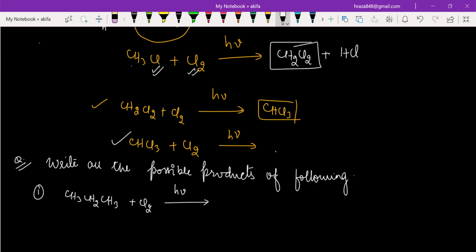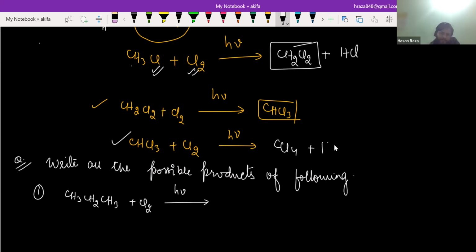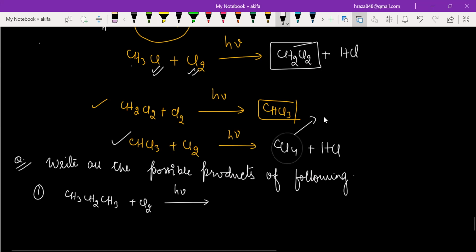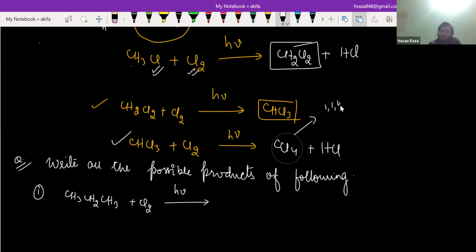CCl4 plus HCl. Very good. What is the IUPAC name of this CCl4? You can say 1, 1, 1, 1 or tetrachloromethane. You don't need to represent 1, 1, 1, because it is understood that it is tetrachloromethane. What is the name of this? You can say 1, 1, it will be understood.